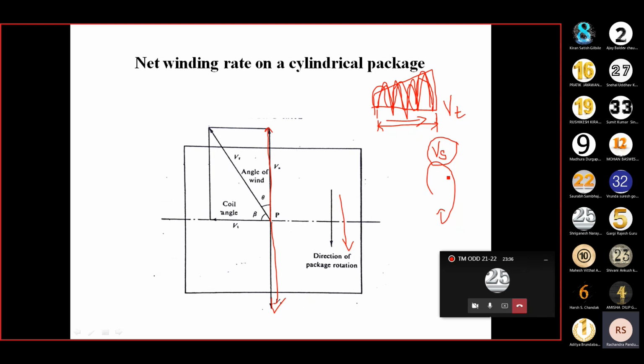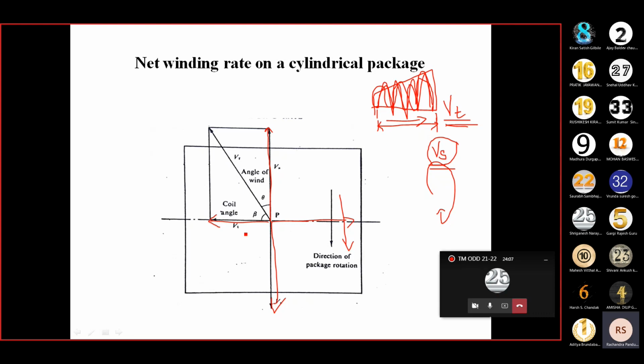Theoretically, we have seen that the package should get rotated. And the second thing is, there should be a traverse. So we are considering both these things. We require a surface velocity Vs and we require a traverse velocity Vt. Actually, we can draw it like this, and in the opposite direction we can take this traverse velocity Vt.